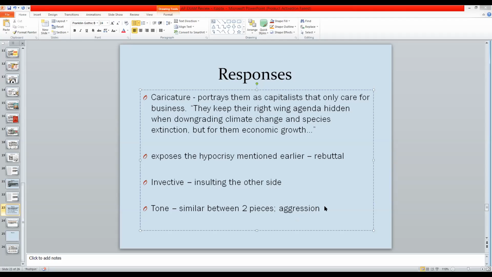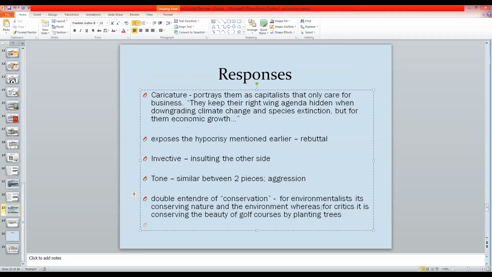Sheila mentions in this answer here the double entendre of conservation. So the author says conservation or conservative a few times in the piece altogether. And she writes, for environmentalists, it's conserving nature and the environment, whereas for critics, it is conserving the beauty of golf courses by planting trees. Absolutely. So it's the question of what are you conservative for and what are you actually conserving?